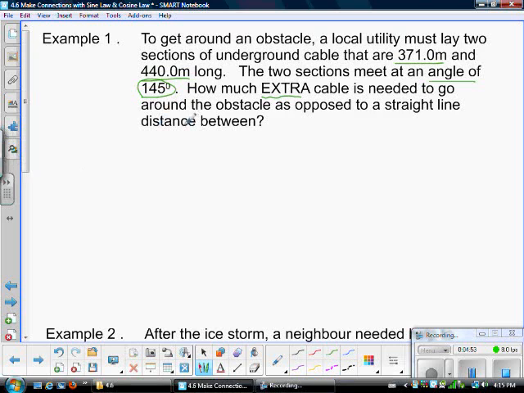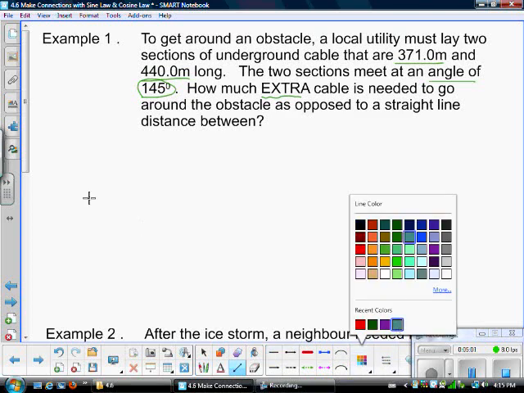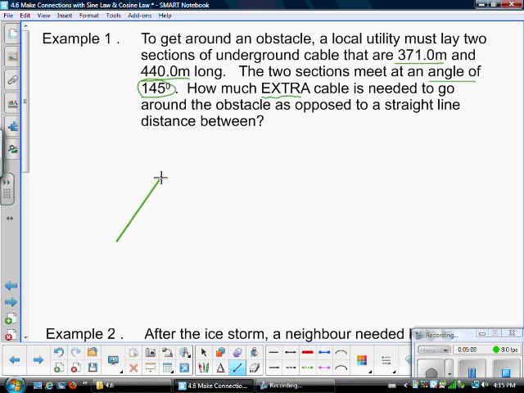Okay, so let's take a look at this. So I'm running a cable according to this, and that cable, I guess we're using green. So I have one section that is 37.1 meters. I have another section which is 40.0 meters, and I have the angle where the two sections meet. Okay, and the obstacle is in this location here. So we have this obstacle and we're going around it.